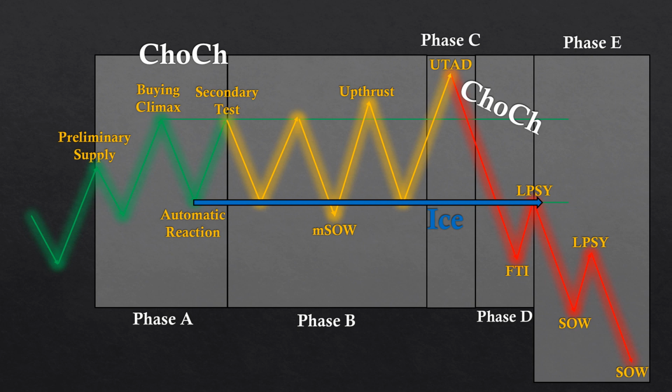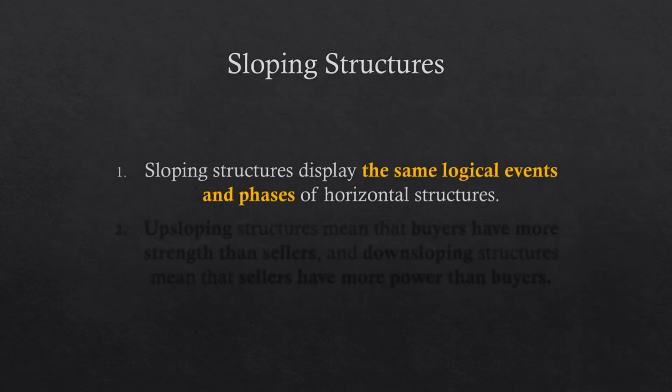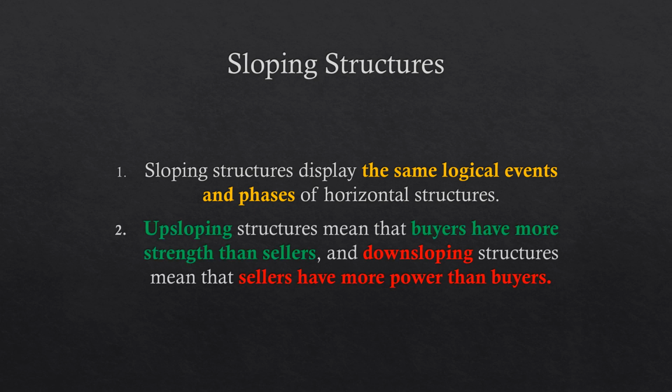Until now, we dealt with accumulation and distribution structures as if they always developed in a perfect horizontal motion, but in the real market, that's not always the case. This leads us to the idea of sloping structures. There are two rules to keep in mind. First is that sloping structures follow the exact same logical events and phases of horizontal structures. Second, an upward sloping structure generally means that buyers have more strength than sellers, and downward sloping structures generally mean that sellers have more power than buyers.